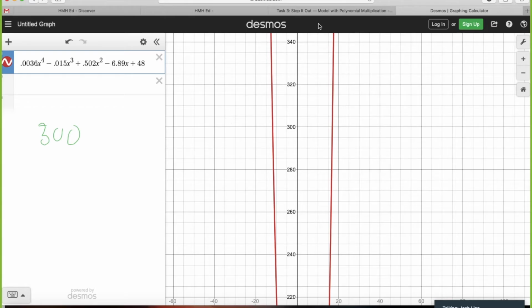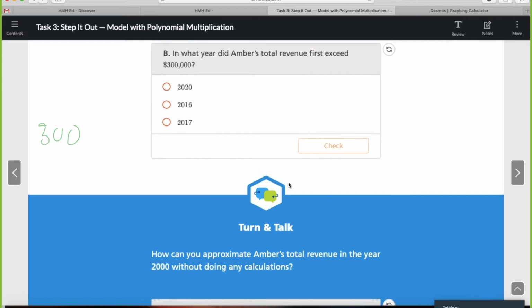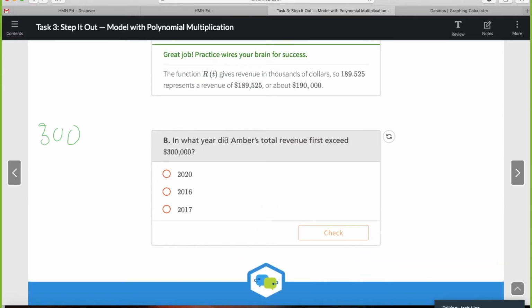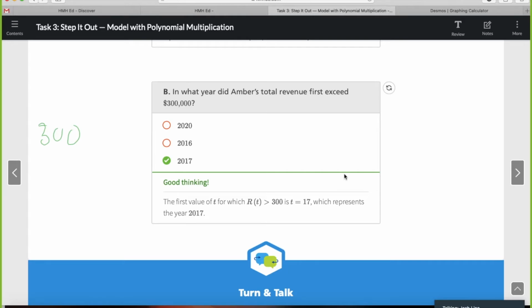And if we go back to the question, in what year did Amber's total revenue first exceed 300,000? 2017. And that is one of those situations where at this point you just have to graph and let your calculator do the work for you.